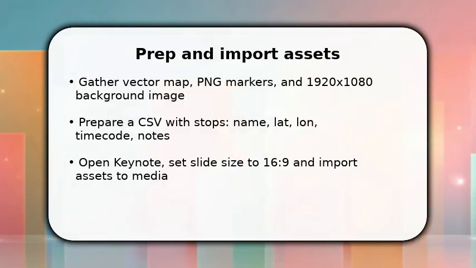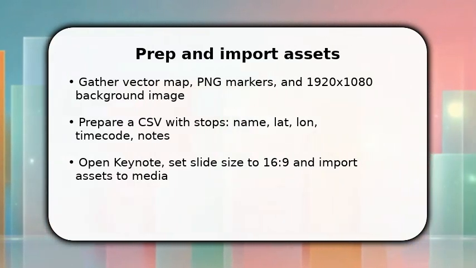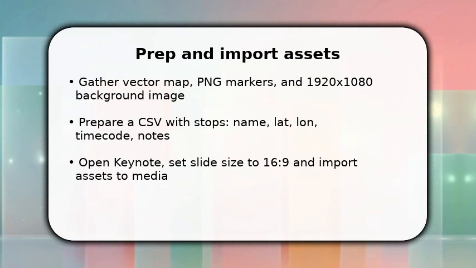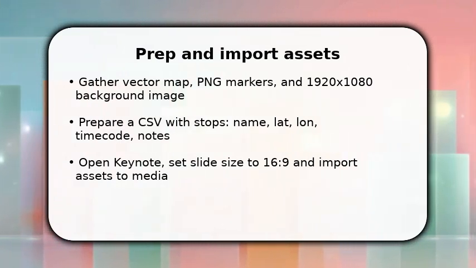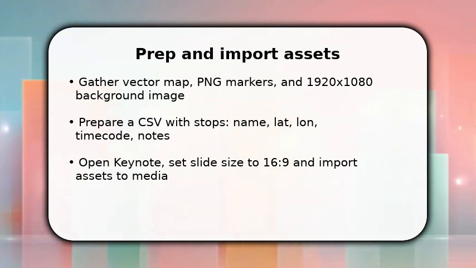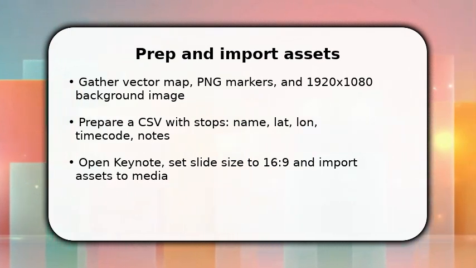You start by importing everything you need so the animation flows. This prevents repeated resizing later. Drag the vector map onto a 16:9 slide, lock its position, and place markers as separate images. Once done, import your CSV to reference stop names and times. You will use those values for labels and timing.